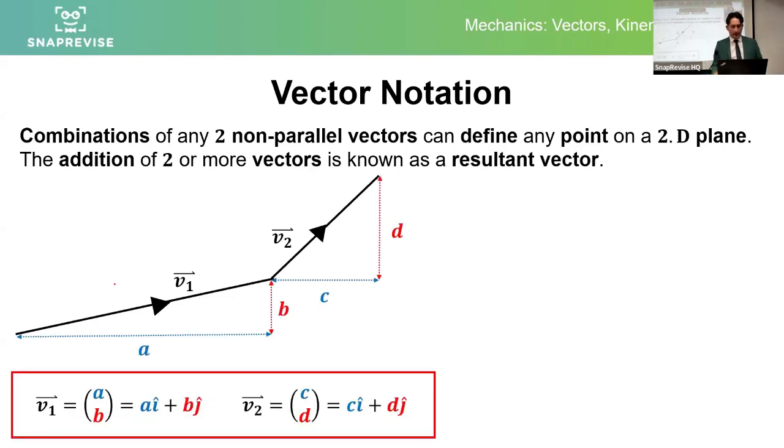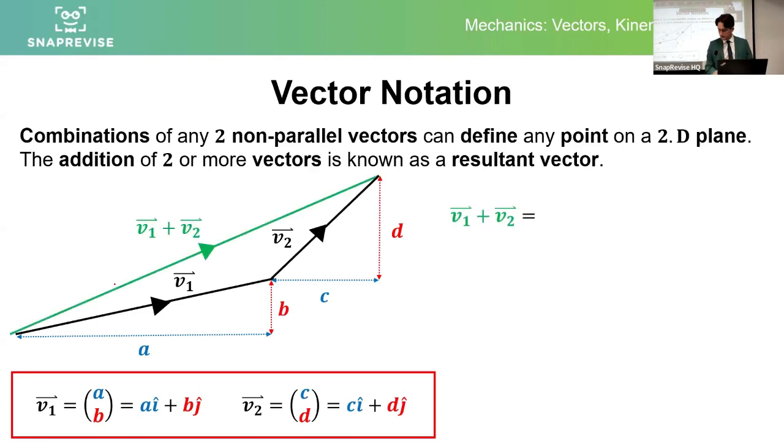But basically, if we add up the components and look at the net effect, we would then call this the resultant vector, the net effect. This is the resultant, the result of following those two vectors.